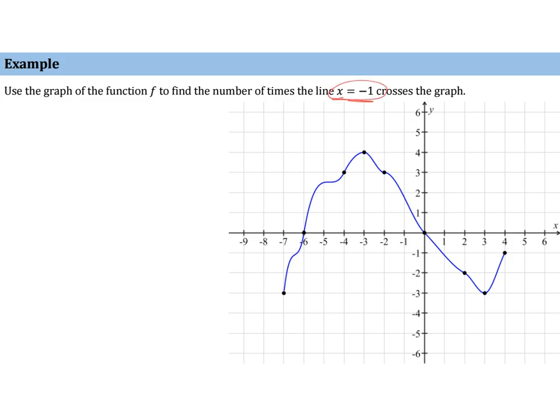What about the line x equals -1? Well, the line x equals -1, x equals -1 here, but anywhere along this vertical line. So how many times do we cross the vertical line? Only here, so only once.